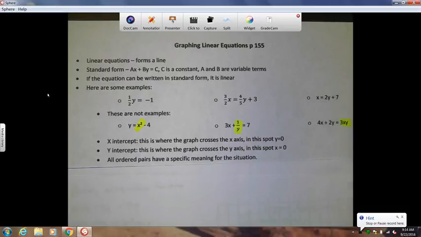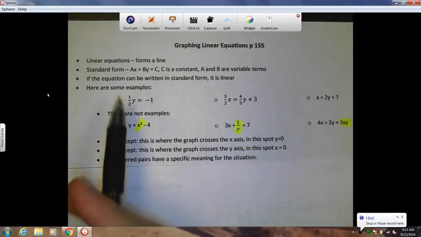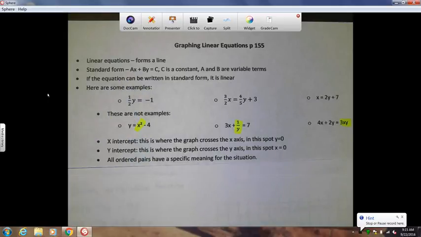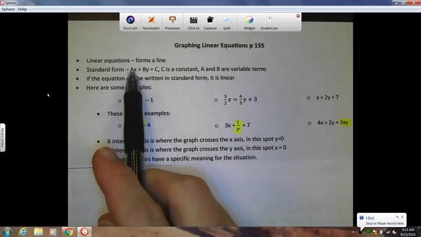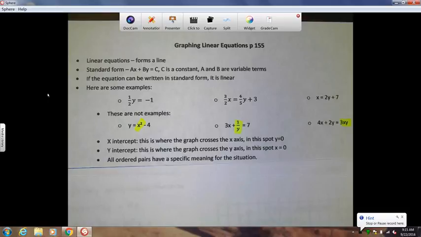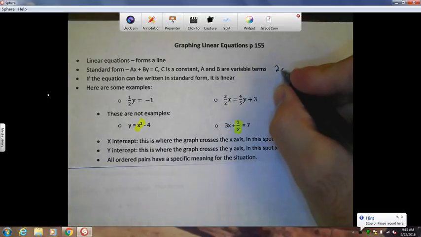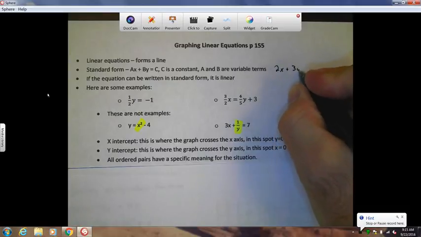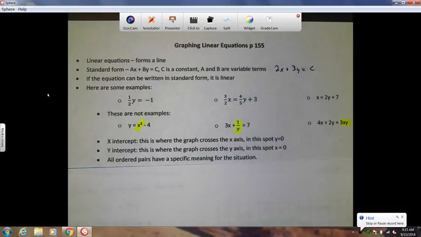Okay, so the first thing we need to know is that a linear equation forms a line. So hopefully that makes sense. A linear equation forms a straight line. Standard form is this: ax plus by equals c. C is constant, a and b are variable terms. It might look something like this. So that could be something that's in standard form. It could be standard form of a function.